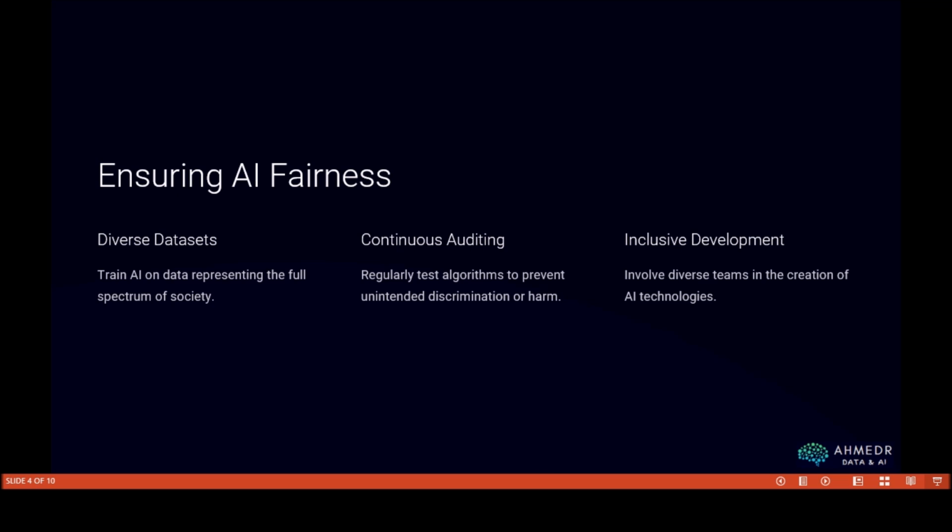To ensure fairness, AI systems must be trained on diverse datasets that represent the full spectrum of society. Additionally, it's important for AI developers to continuously audit and test algorithms to make sure they are not causing any harm or discrimination to society. Fairness isn't just about a technical solution, it's also about creating inclusive processes and involving diverse teams in the development of AI technology.